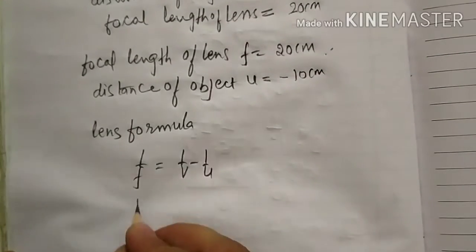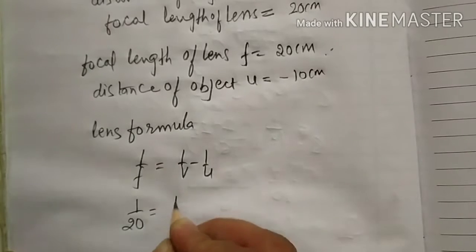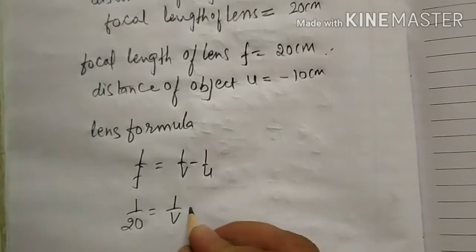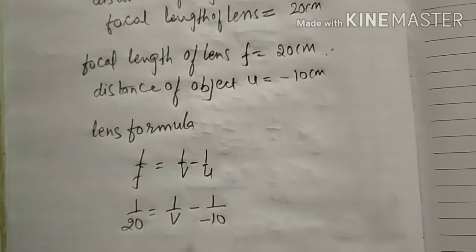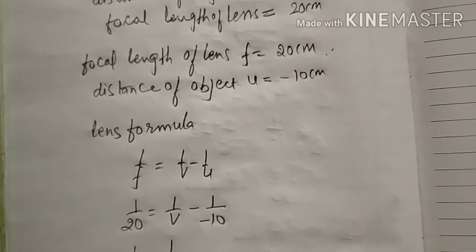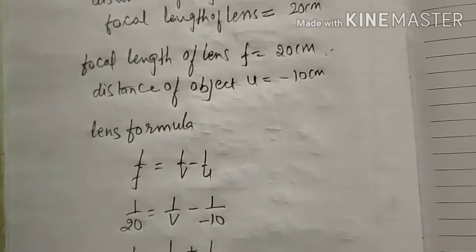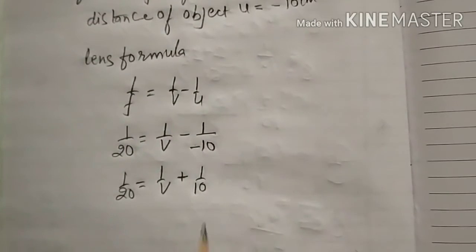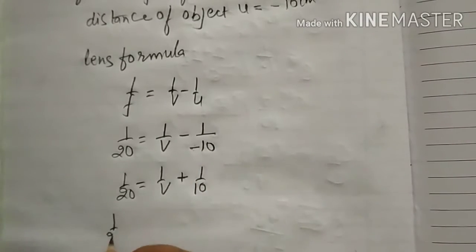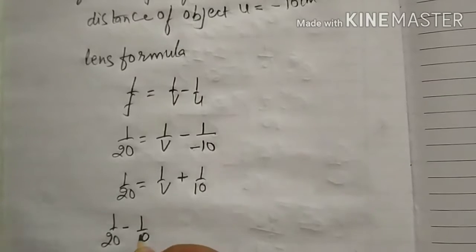So I'll apply the value of focal length 20; v we want to know, that means image distance and position of image; and this is the value of object distance. So I applied minus 10. So 1 by 20 equals 1 by v. This negative sign and negative sign will become positive sign, 1 by 10. You can see again this negative and this negative will become positive. I am sending this 1 by 10 to this side, so again it will become negative.